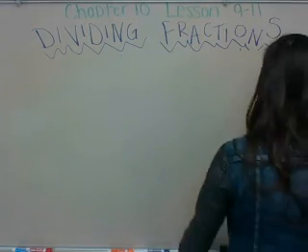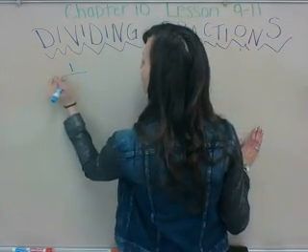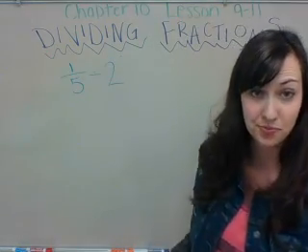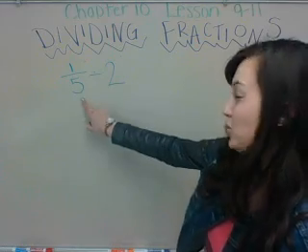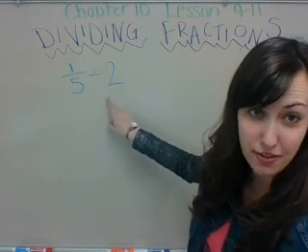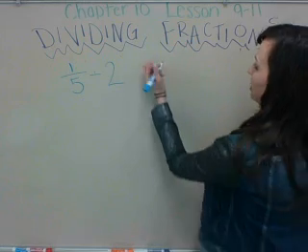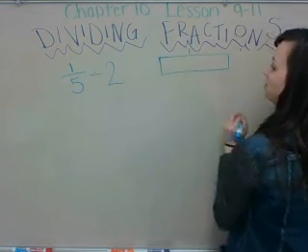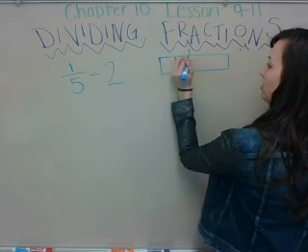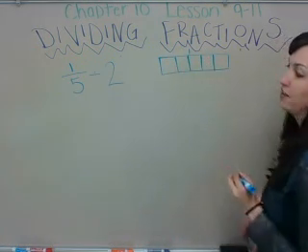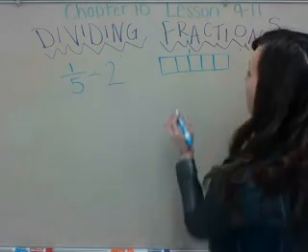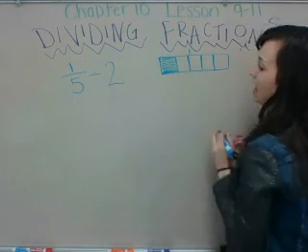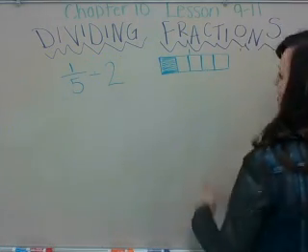Let's try another one. On this one, I'm going to do it a little bit different. I'm going to do 1/5 divided by a whole number. So 1/5 divided by 2. On this one, you start off with a fraction, and then you divide it into 2 pieces. So I'm going to take a fraction bar, which would be 1, and I'm going to divide it into 5 pieces. 1, 2, 3, 4, 5. Now, because I start off with the 1/5, I'm only going to look at this piece right here. And I'm going to divide that one little piece into 2.